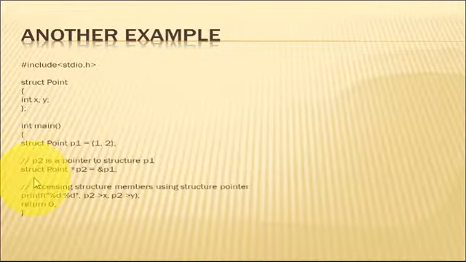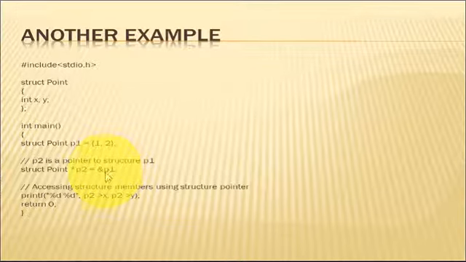Next to that, I am creating one structure pointer variable, p2, and assigning the address of p1. So p2 stores the address of p1. Then we are printing that value of p2. If you are using p1, we can directly use the dot operator to access x and y.